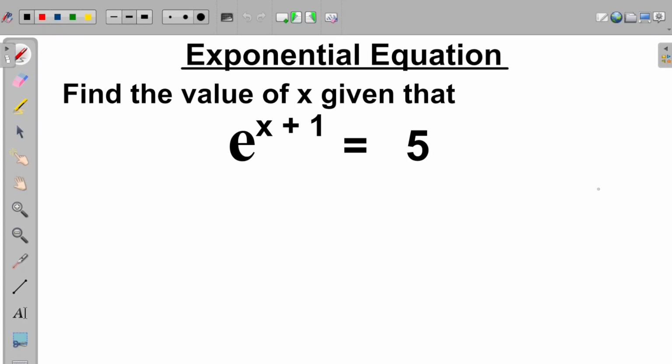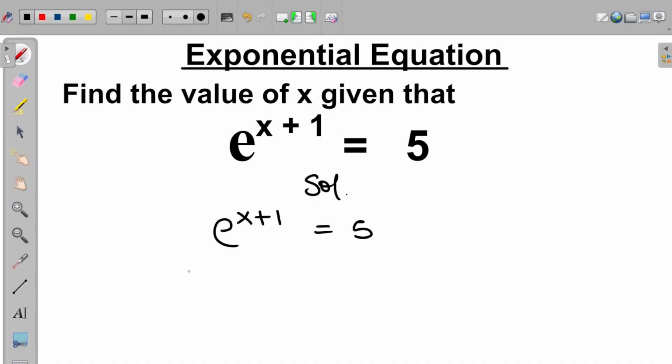Hi, in this video, we are asked to find the value of x, given that e raised to the power of x plus 1 is equal to 5. So the equation is e raised to the power of x plus 1 is equal to 5. So the first thing we do here is that we take the natural log of both sides.